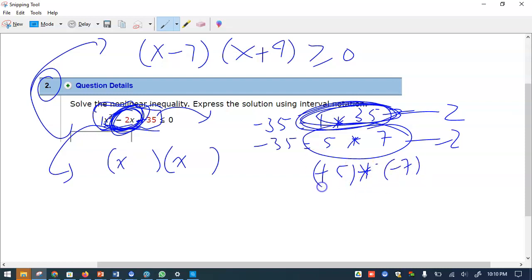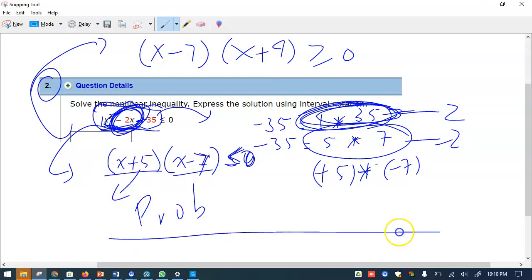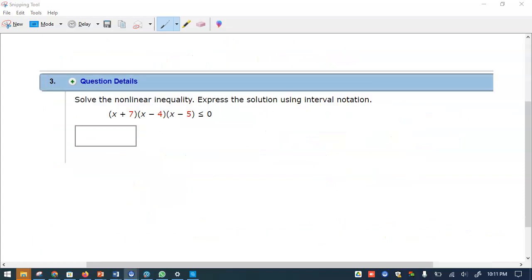So these are what you're supposed to write here, +5 and -7, less than or equal to 0. And you're back to the same problem as problem number 1, and I'm sure you can do this. So this is less than 0. Again, do the same thing: figure out the zeros, put them on the number line. Now this time we have a cubic, 3 factors.